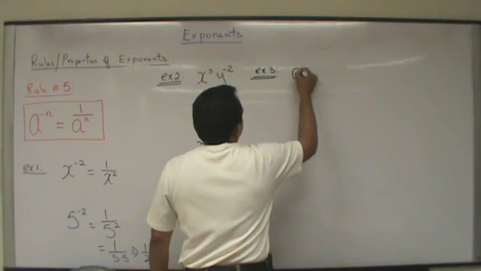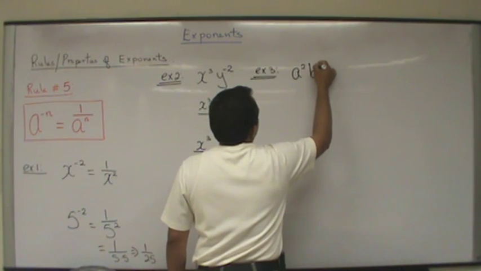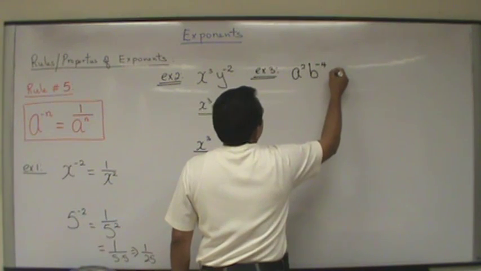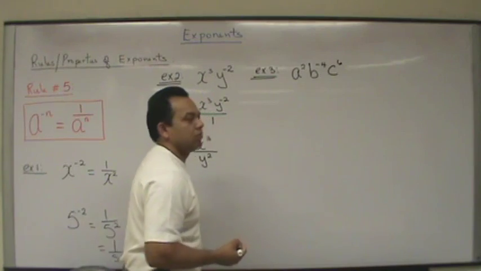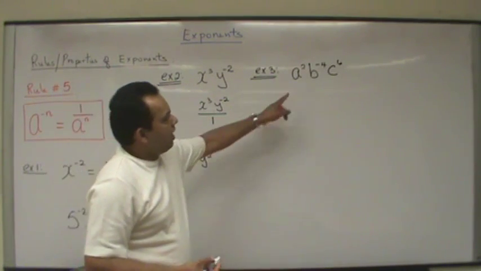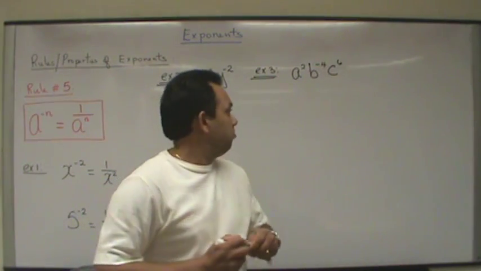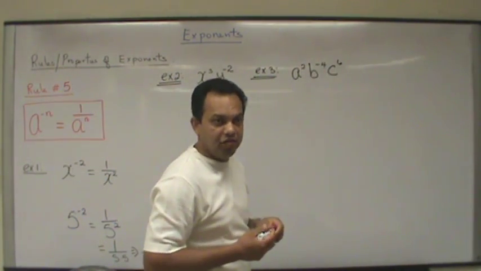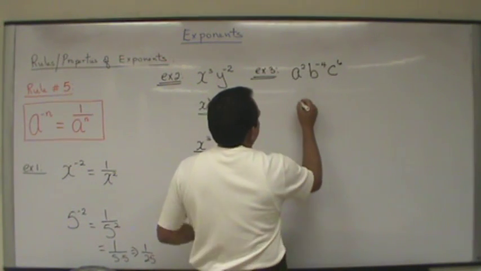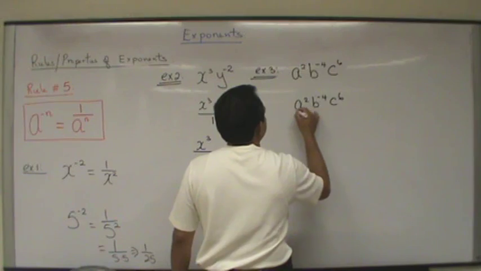How about if I have a to the second power, b to the negative fourth power, and c to the sixth power? Well, I cannot simplify anything with a, b, and c because the bases are all different. So not much to do other than making that exponent positive. So I'm going to write it as a fraction, a squared, b to the minus 4th, c to the 6th, everything over 1.